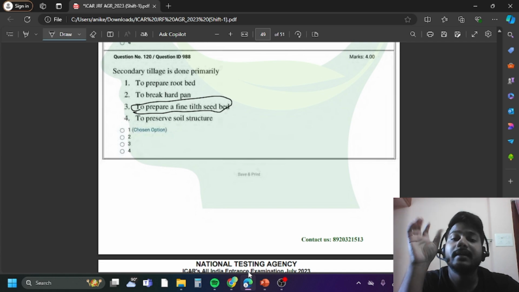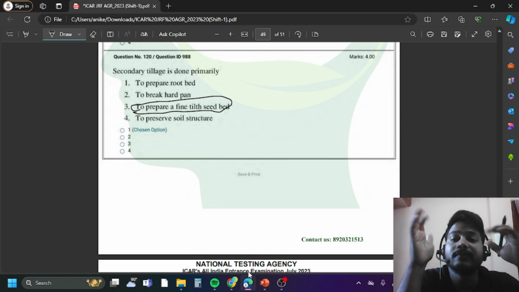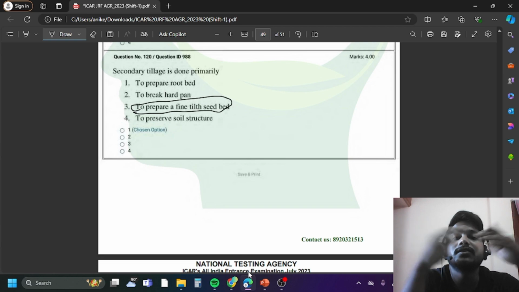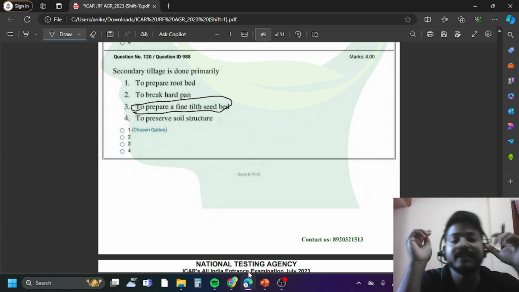Also, in many questions I have given hints or tips and tricks on how to identify the answer from the question itself if you don't know the answer. Also be patient and focused in the exam. Read the question very carefully line by line so that you can easily identify the answer from the question itself. Okay, so that's all for today's session.